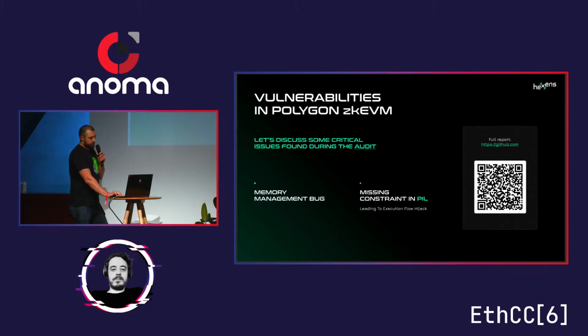So today I'll be talking about a couple of bugs on different layers. One is on the program logic layer, and the second one is on the constraint level. But I will not be too technical on them as we're quite limited on time. But you can scan the QR, get the full audit report, and take a look at the details there.